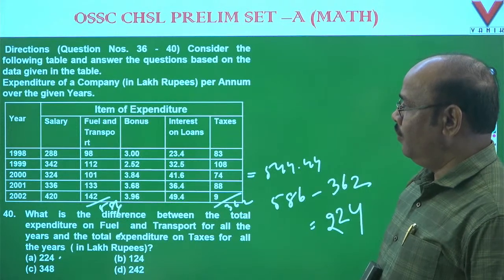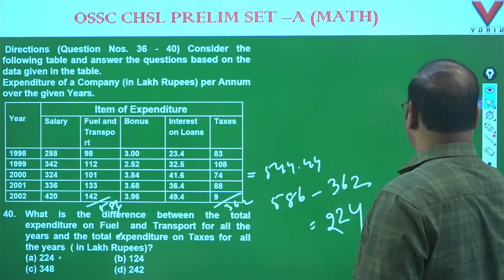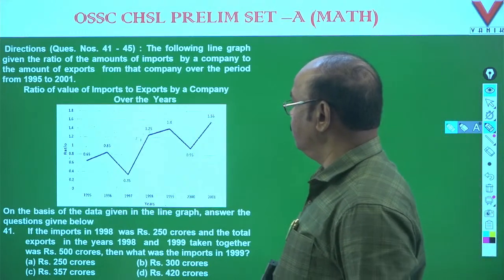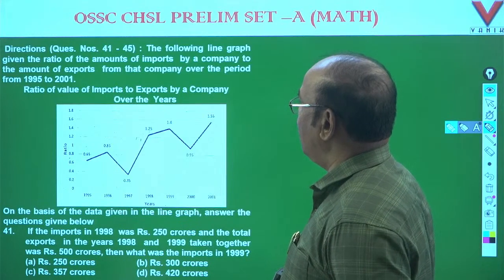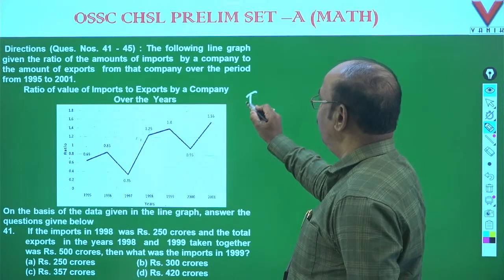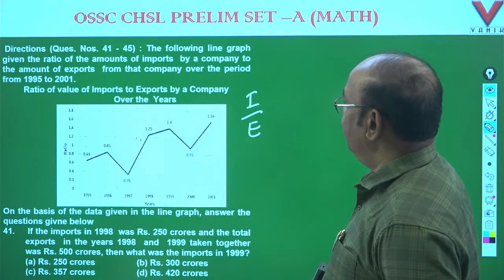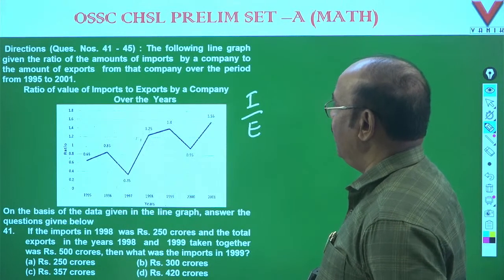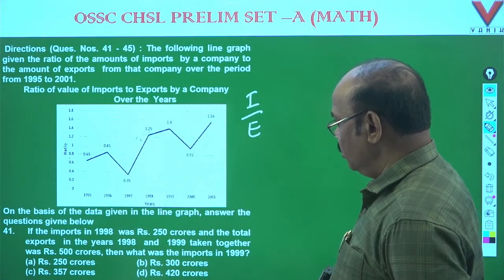So that was regarding questions 36 to 40. Now the next set, questions 41 to 45. Directions: the following line graph gives the ratio of amounts of imports by a company to amounts of exports from the company over the period 1995 to 2001. On the basis of the data given in the graph, answer the following questions.